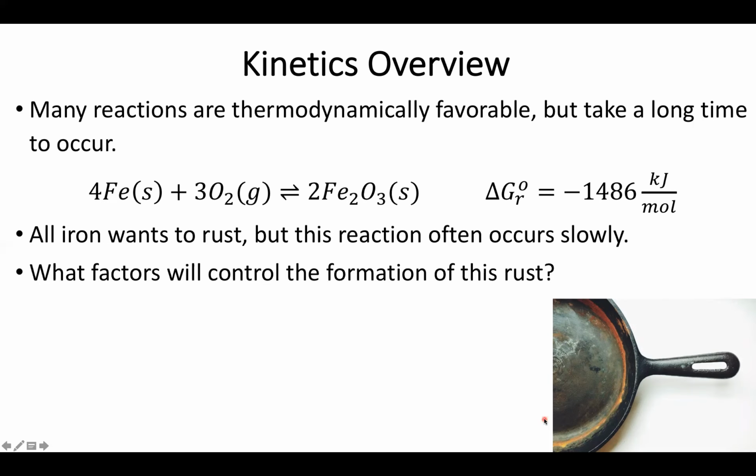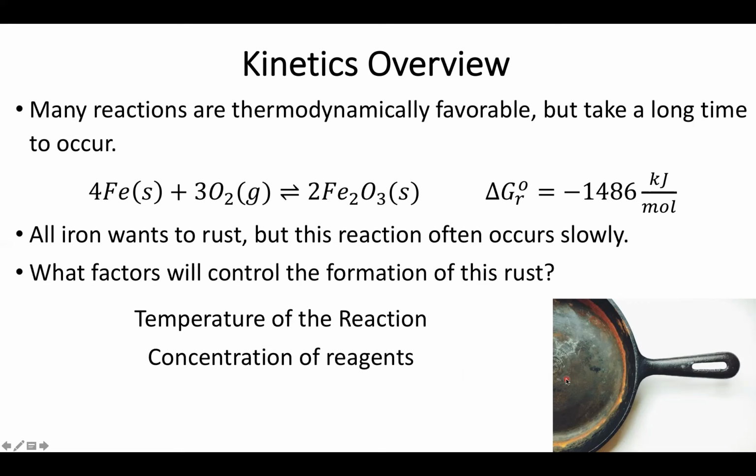So what factors control the formation of this rust? This is something we're going to slowly develop over the course of this next chapter. The first of which is the temperature of the reaction. All reactions go faster at higher temperatures. This is just going to happen for any type of reaction. And you'll note that most of the rust here forms on the bottom of the pan, where it's most likely to be hottest, which will speed up the reaction.